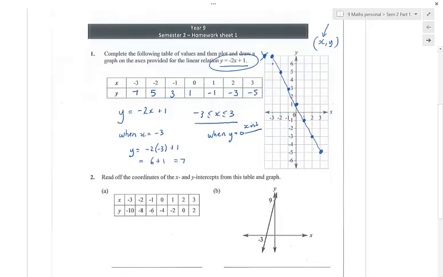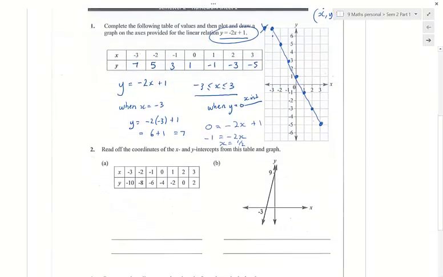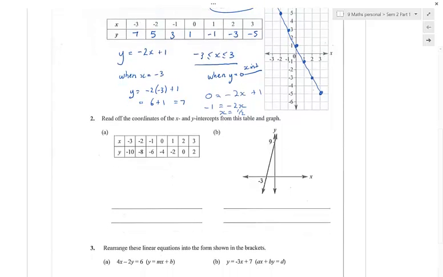Okay, so we're going to find the x-intercept by letting y equal 0. So I'm going to substitute that in: 0 is equal to minus 2x plus 1. I subtract 1 from both sides, so that's going to give me negative 1 is equal to negative 2x. And I've got to divide both sides by negative 2. So x is equal to a half, or 0.5.